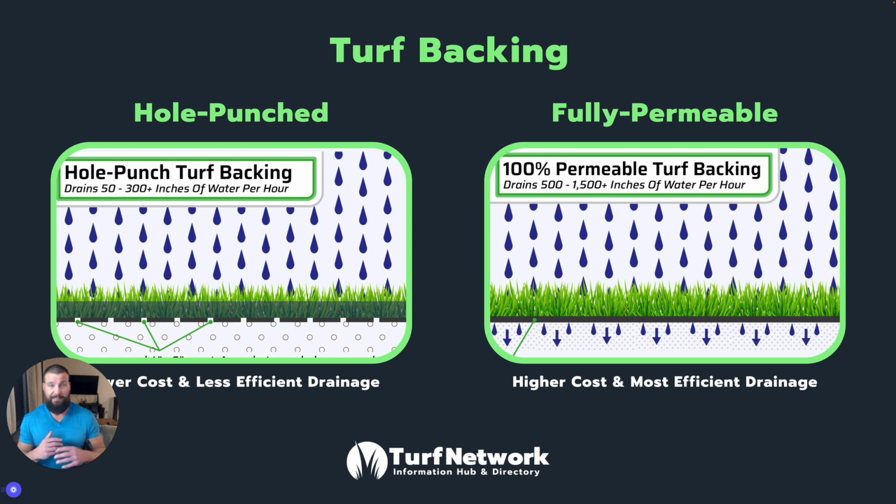Consequently, it's also more expensive. So fully permeable backing equals higher cost, but the most efficient drainage. Hole punch backing, lower cost and less efficient drainage. And that's not to say that hole punch backing doesn't have adequate drainage. It's worked, like I said, for decades on countless turf products with minimal issue.